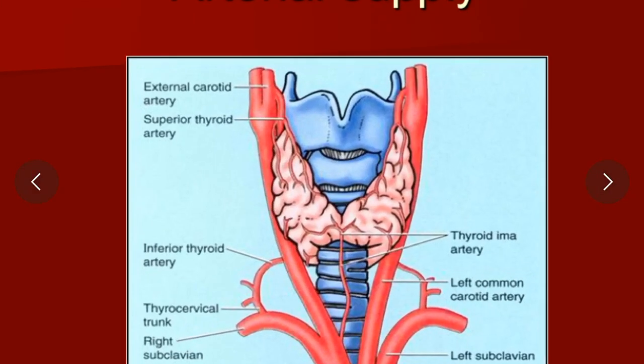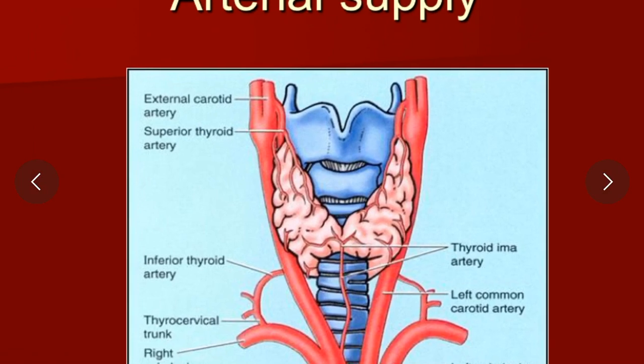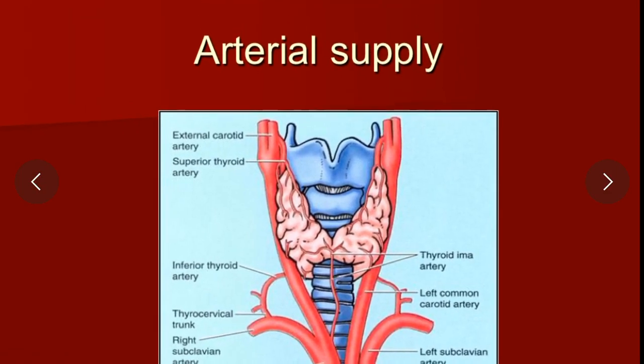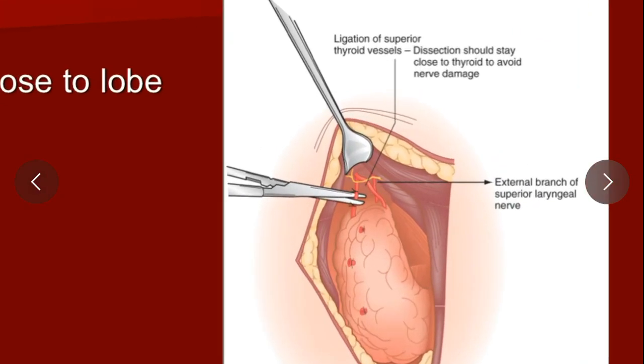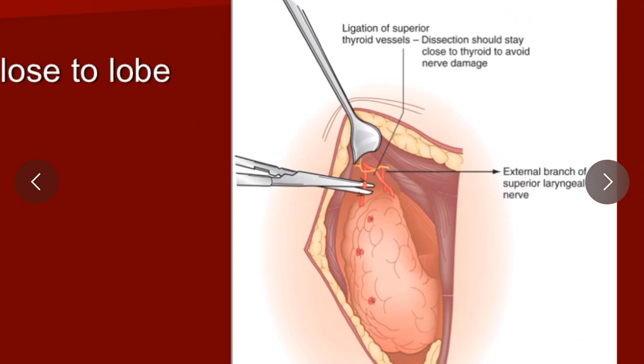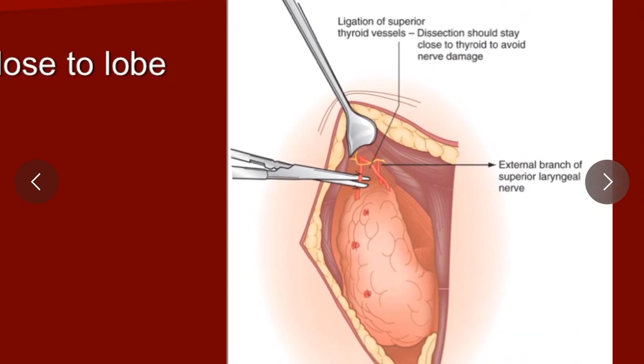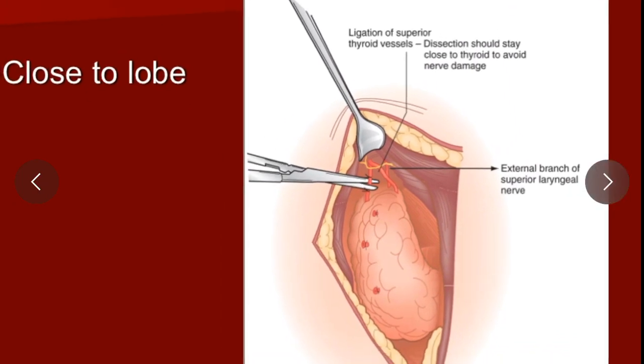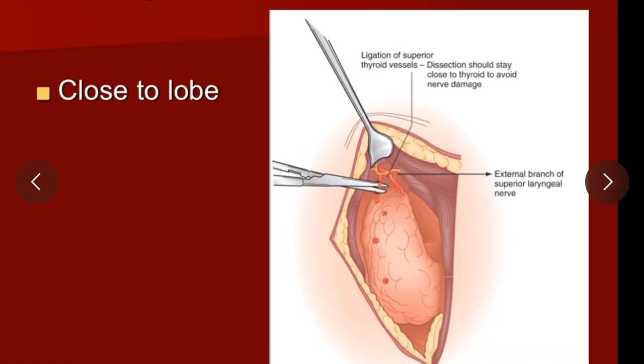The upper pole, as I've already mentioned, is very closely related to one nerve also. Do you remember that nerve? That was the external laryngeal nerve. Which muscle does it supply? The cricothyroid muscle. The superior thyroid artery is very closely related to the upper pole, and the nerve also comes very close to the upper pole, but before reaching it, the nerve goes deep so as to supply the cricothyroid muscle.